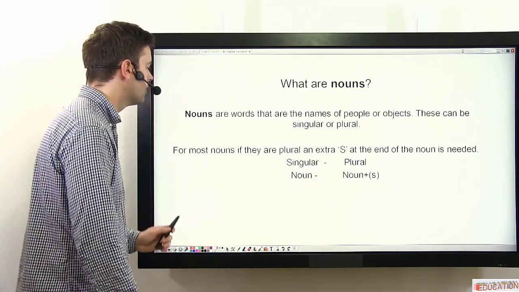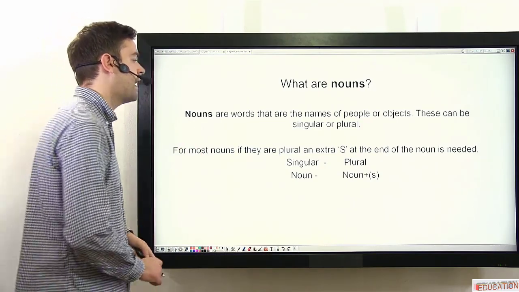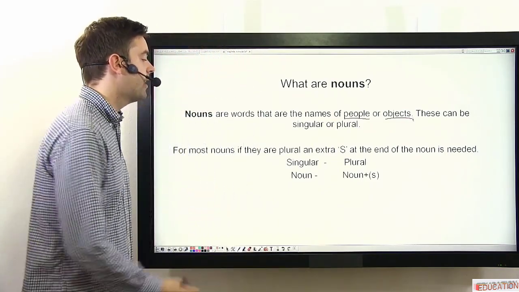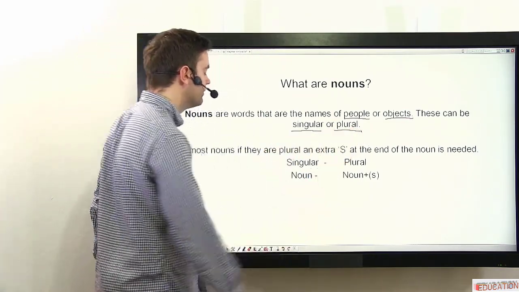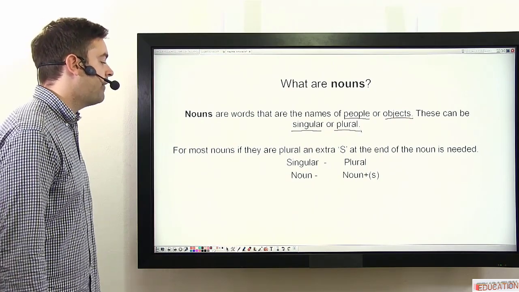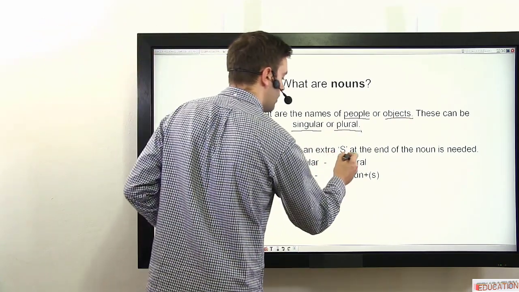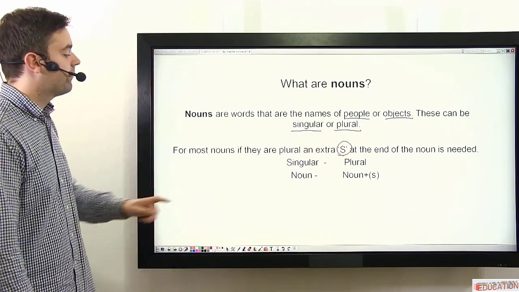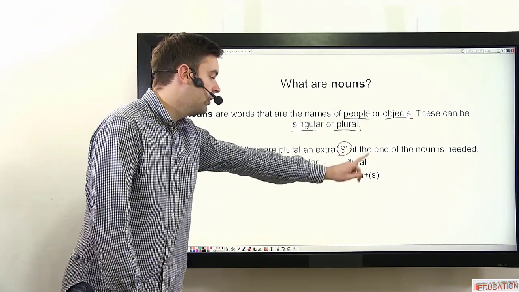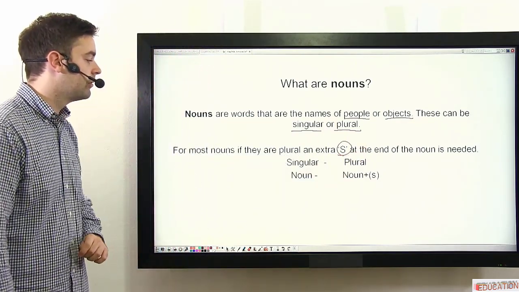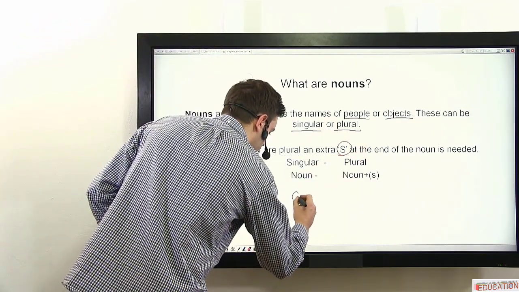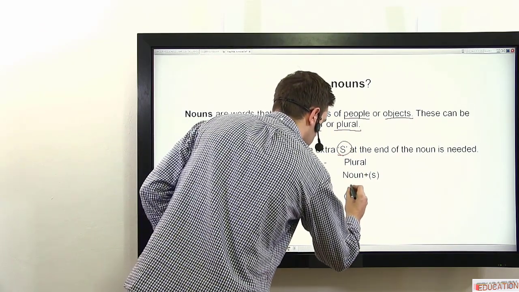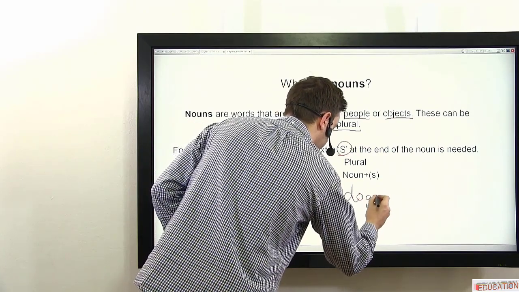What are nouns? Nouns are words that are the names of people or objects. These can be singular or plural. For most nouns, if they are plural, you add an extra s at the end of the noun if it's needed. For example, here we have noun, the plural changes to nouns. Let's give you an example. Dog, dogs.